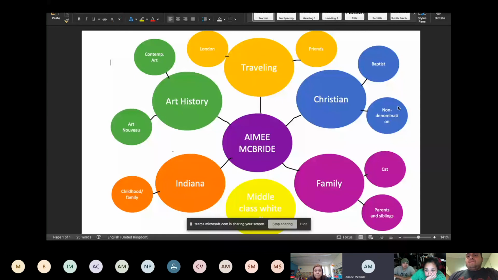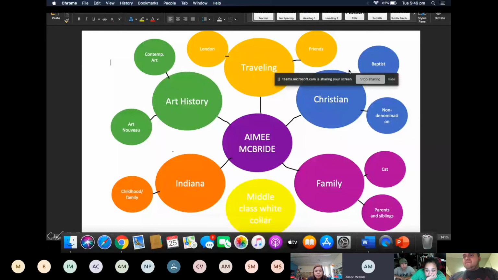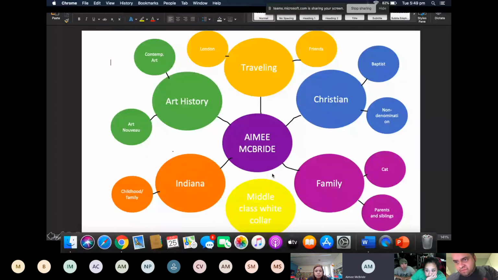So in my culture bubble diagram, I'm in the center, and all of the things that make me up, which there's more than just this, but I ran out of space, all of the things that make me up and make up my culture are surrounding me. One of the things that makes up who I am is that I have a background of a middle-class white-collar family.